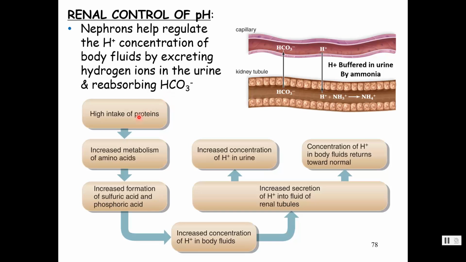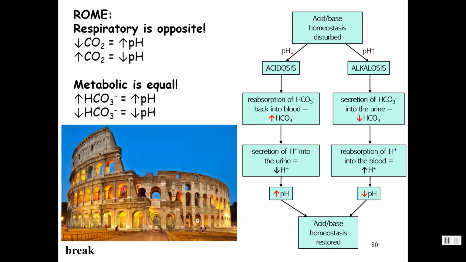A high intake of proteins is one way that we can generate acid. When we metabolize those amino acids, we get sulfuric acid and phosphoric acid, and then increased concentrations of hydrogen ions in body fluids, so pH goes down. With increased secretion of hydrogen ions into the fluid of the renal tubules, into the urine, we urinate that out. This should help restore our concentration, lowering the hydrogen ion concentration in body fluids, and then we get homeostasis.